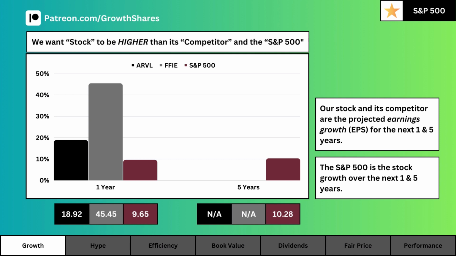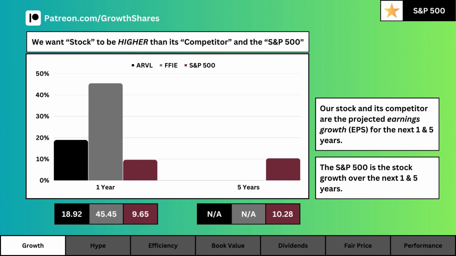Hype. Hype is how much speculation is surrounding our company's stock, its competitor, and the S&P 500. Too much hype is bad, and that's indicated with the price to earnings ratio. A high PE ratio, or even one without it, means we have a stock that's overhyped. For this, we want a low PE ratio, and that means the black bar needs to be the lowest of the 3, or at least lower than the S&P 500, the red bar. At the top right, you can quickly see which has the least hype, indicating the lowest PE ratio.